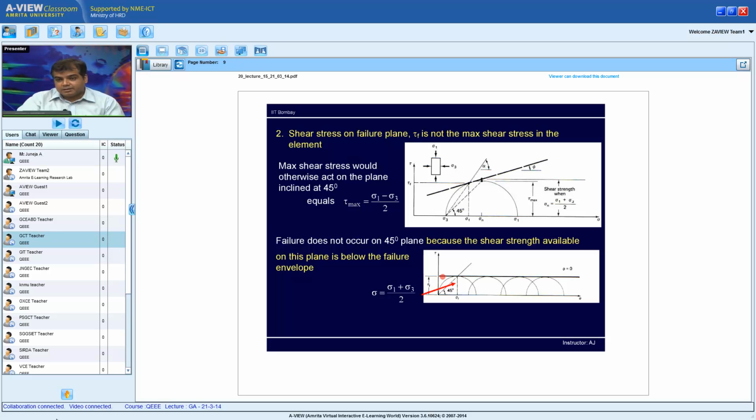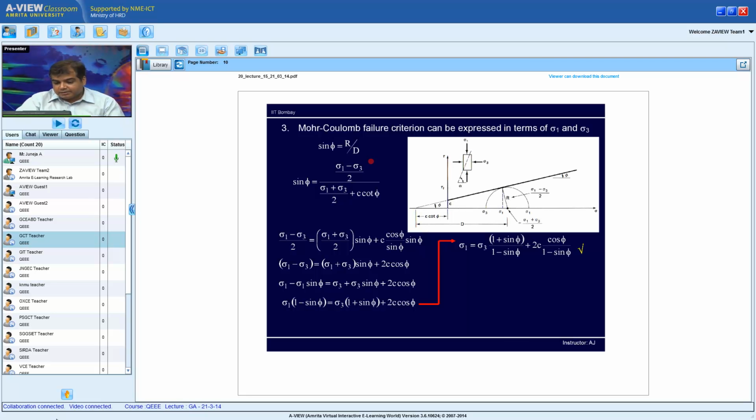In today's class, we will just visualize this first figure, that the shear strength on the failure plane is less than the maximum shear strength or shear stress which is induced in the element. Let me go to the next slide please. The next one is the same Mohr-Coulomb failure, the expression of c and phi, the parameters can be expressed in terms of sigma 1 and sigma 3.